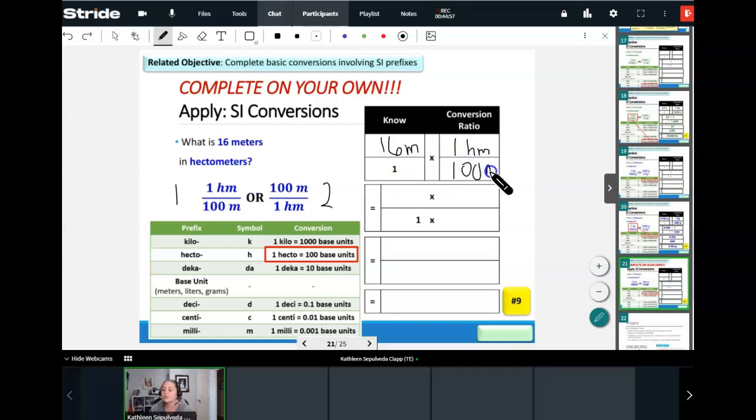Now it's simply just multiplying across. So 16 times 1, 1 times 100. I got all the numbers correct this time. So now I go 16 over 100. What do you get? So again, this is a simple division problem. Remember, your units are going to be HM. Okay, what are you going to get?